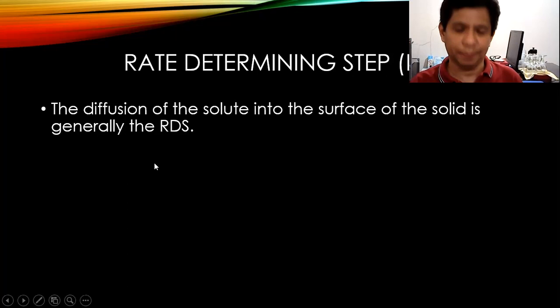Tandaan niyo pa naman yung concept ng rate determining step. So kasi yung rate determining step, siya yung nagde-determine nung rate ng reaction kung gaano yung katagal na po-produce yung product, di ba? Siya yung pinakamabagal. So ito yung pinakamabagal. So, ayan, tinatanong ito sa board exam kaya minention ko dito. Multiple choice, ano? The diffusion of the solute into the surface of the solid is generally the RDS.